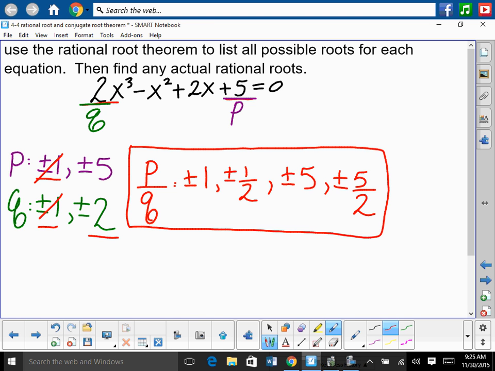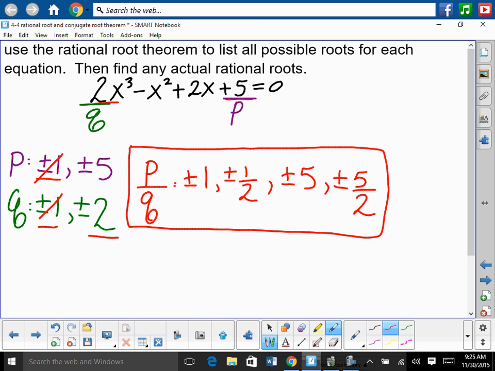We've listed all the possible rational roots. Now remember, these don't account for imaginary roots. These are just rational roots, meaning they can be written as a fraction. So if the square root of 2 was a root, it wouldn't be listed here, because these are the only possible rational roots. Okay, so we've listed the possible rational roots.